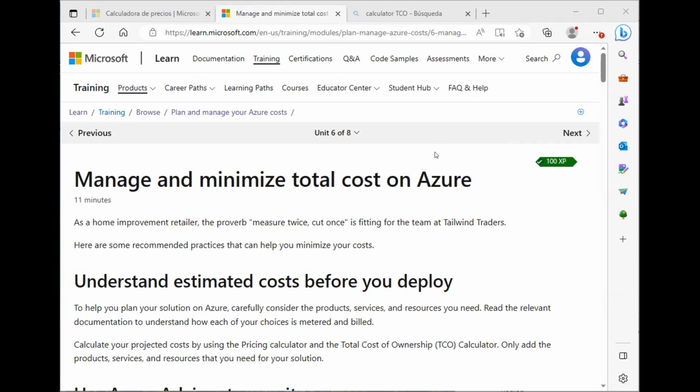Manage total cost of ownership. As a home improvement retailer, the proverb "measure twice, cut once" is fitting for the team and the traders. Here are some recommended practices that can help you minimize your costs.